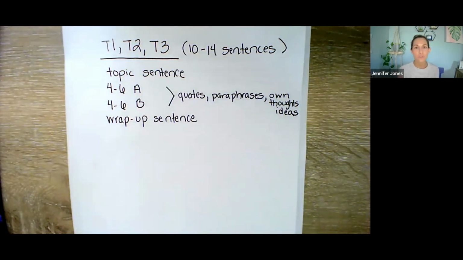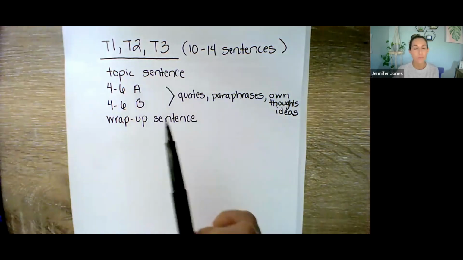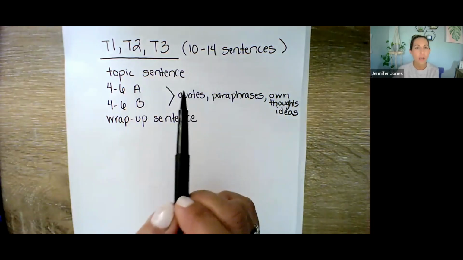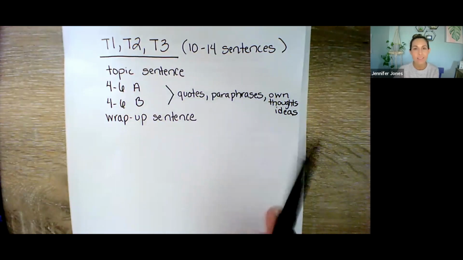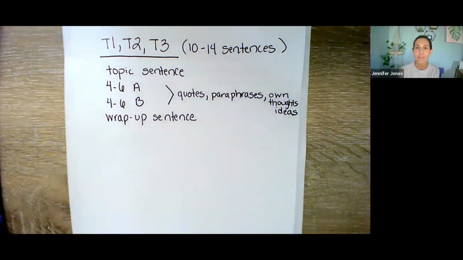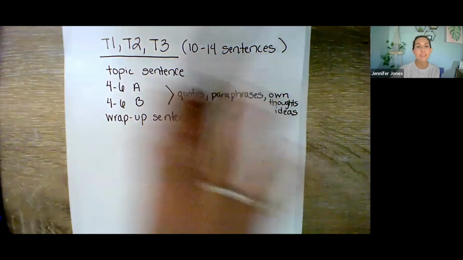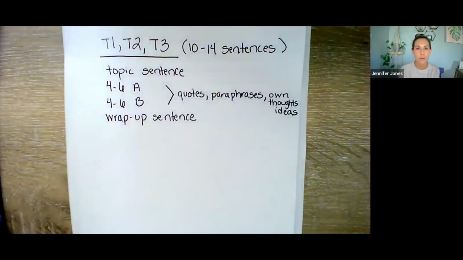Now, we are going to learn how to write each part of a middle paragraph together. We're going to talk about how to quote, how to paraphrase, and how to share our own thoughts and ideas. So don't worry if you don't know how to do any of these things. I promise we're going to learn together. But this is the complete structure of a middle paragraph. So now we know what our end goal is for each of these very important middle paragraphs.